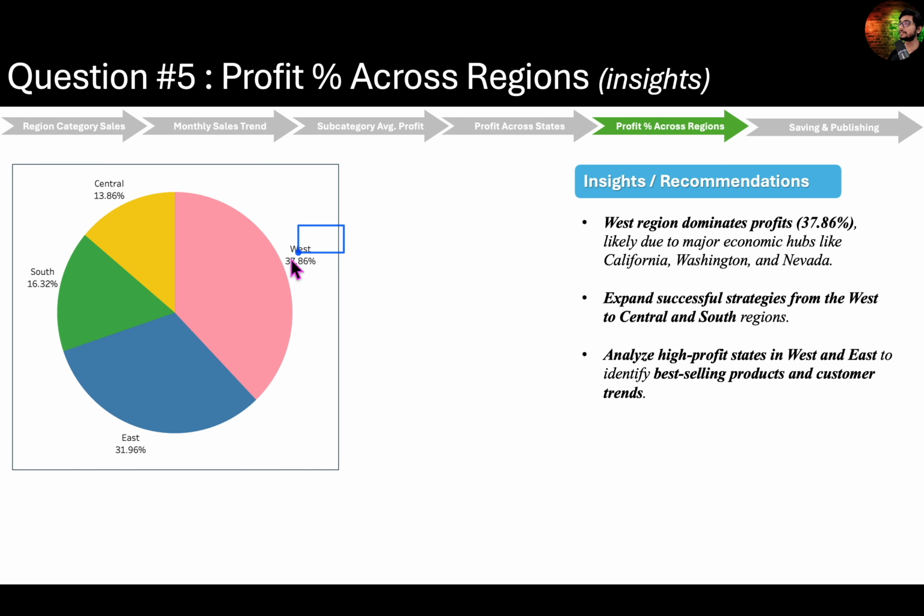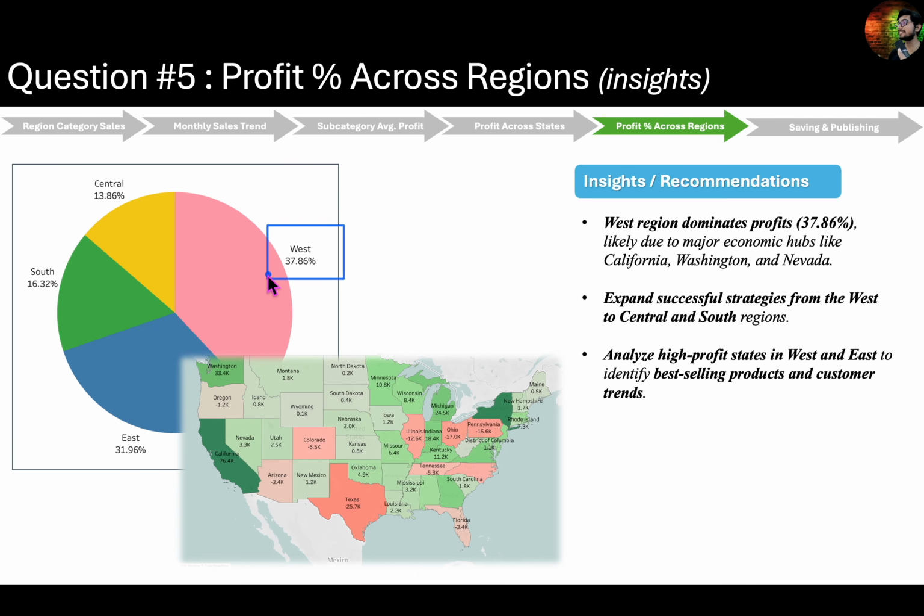No surprise here, the West region leads with a share of around 38% in total profitability. It is likely due to major economic hubs like California, Washington and Nevada that we see on the map chart. This becomes much clearer when we supplement this pie chart with the state-wise profit map plot. We can visually see why the West dominates as it has more greener states. And for the business recommendation, we should try replicating the strategies that are working in the West across Central and South regions. Awesome! That wraps up building all visualizations for our first dashboard.